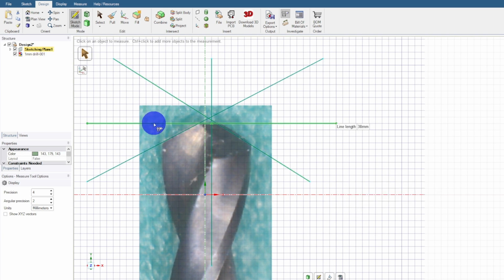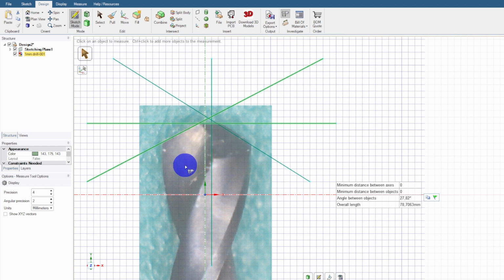Now let's select the other one, and there we got 27 degrees 0.82, so that's a difference of 4. So yeah, I'm off by about 2 degrees with my measurement, which I think I can see over here. So that's nice. This is a sort of a rough but reasonably accurate means of measuring the angles on a drill bit or a cutting tool.